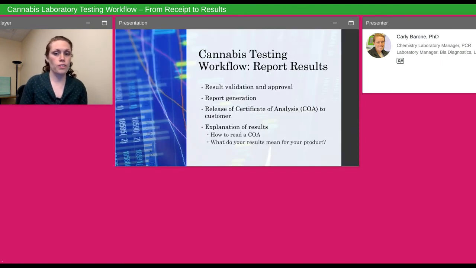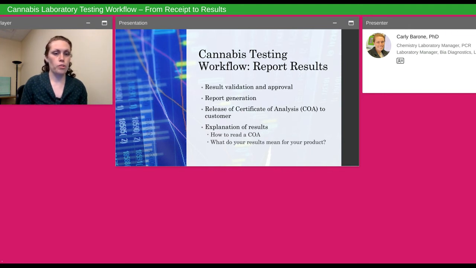So once all the results have been validated and approved, we can then move on to generating reports. And this comes with a whole list of its own approval and checklists. But once the report has been generated and checked, we can then release that certificate of analysis to the customer. One of the main points here for the customer is to make sure that there are explanations.